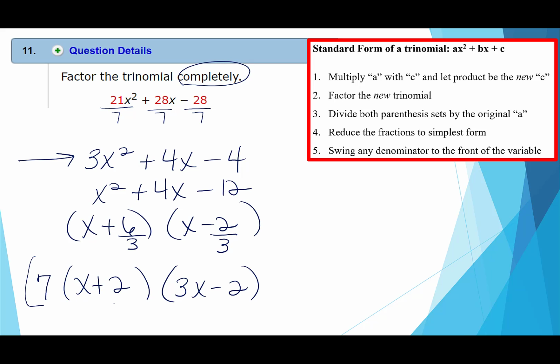So your final answer is 7 parentheses x plus 2 parentheses 3x minus 2. The sets of parentheses can go in any order, but the number 7, which is your greatest common factor, always needs to go first. Okay, that's it for this video. Please let me know if you have any questions on this homework.